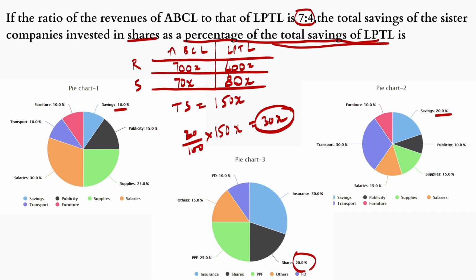We must express this as the percentage of the total savings of LPTL company. So what is the total savings of LPTL company? It's 80x. So 30x by 80x into 100 is equal to 37.5 percentage. So 37.5 percentage is the share expressed as a percentage of the total savings of LPTL.